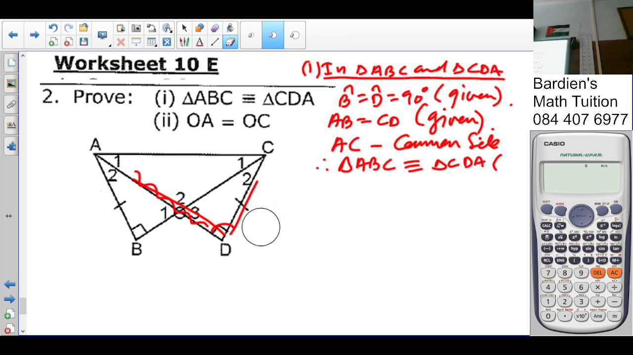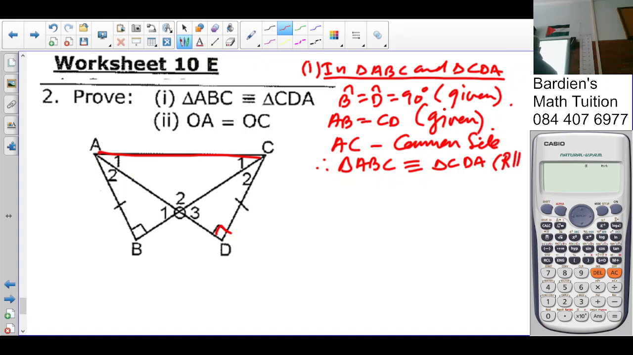Do you see it's a 90 degrees? Am I using the side opposite the 90 degrees? Yes. The side opposite the 90 degrees is also what? The hypotenuse. So the case for congruency here is RHS. Okay. So what does that mean? That means to say that all the corresponding angles and all the corresponding sides are equal.